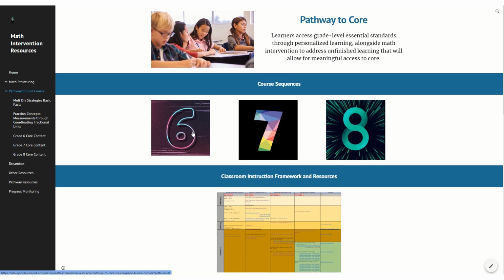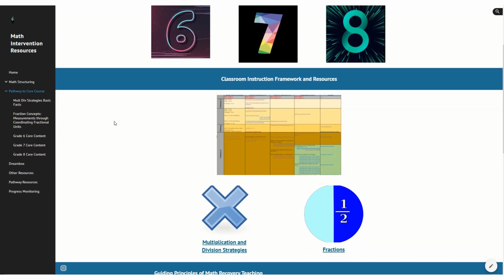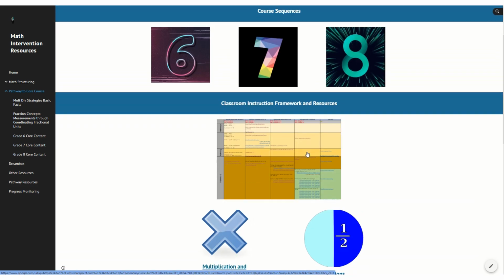Pathway to Core is broken up by grade level 6, 7, and 8. The classroom instructional framework and resources has what you need for students to accomplish multiplication and division, the basic facts, as well as fraction concepts when dealing with measurement. When you click on here, it will open up to a document where you will have links to the different I can charts or progressions of learning for each of the sections. You will be focusing just on the green.